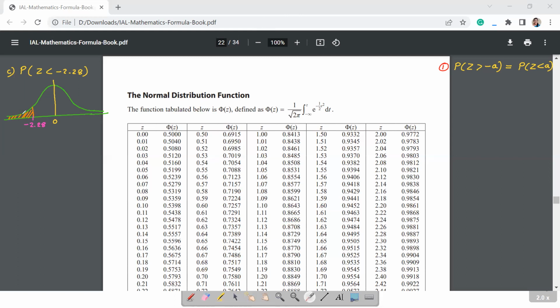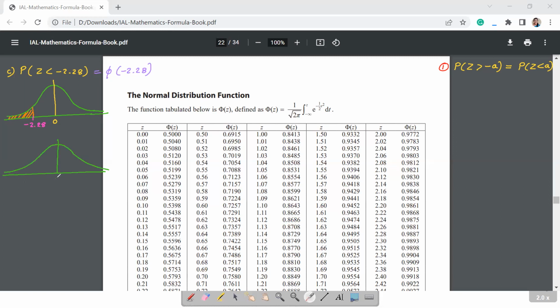The problem here, guys, is that Z lower than means directly this is the phi value, right? So this is directly phi of minus 2.28. But the problem is we don't have phi of minus 2.28 because your Z values start from 0. So let's draw another diagram. Whenever they give you a negative value, what you should do is consider the symmetric positive value.